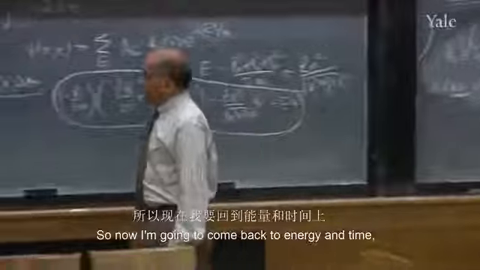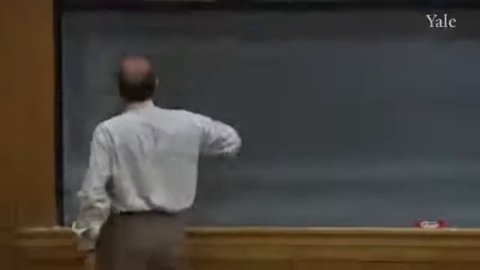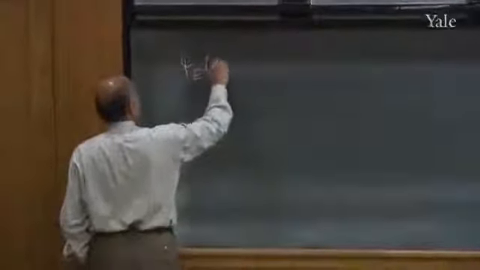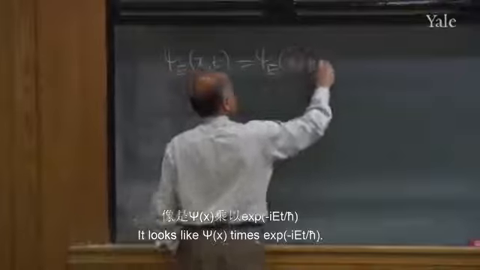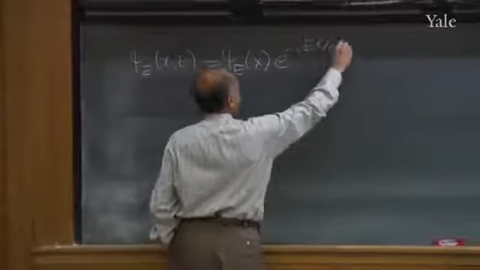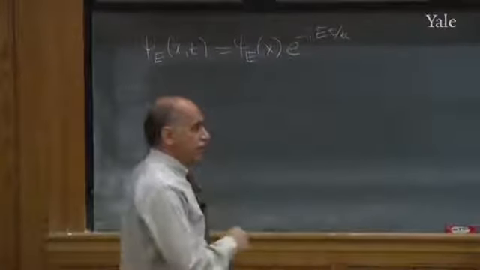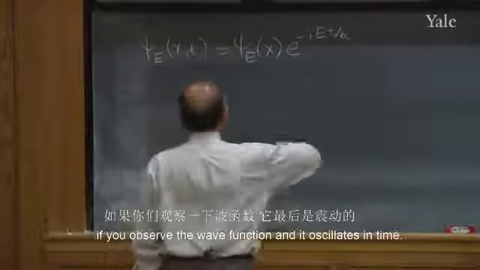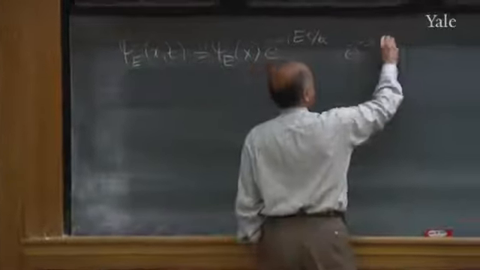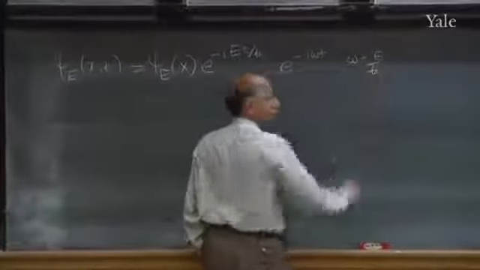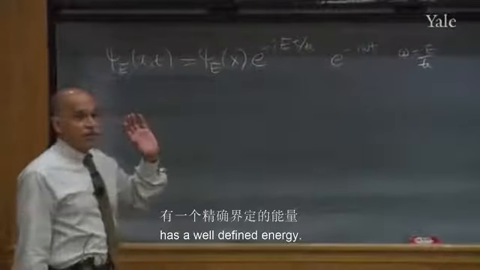So now I'm going to come back to energy and time, and I come back in the following way. Remember, a state of definite energy E behaves as follows in time. It looks like ψ(x) times e to the minus iEt over h bar. So you know the particle has definite energy if you observe the wave function and it oscillates in time. You can write this as e to the minus i omega t, where omega is E over h bar. So a particle that has been in that state forever has a well-defined energy.